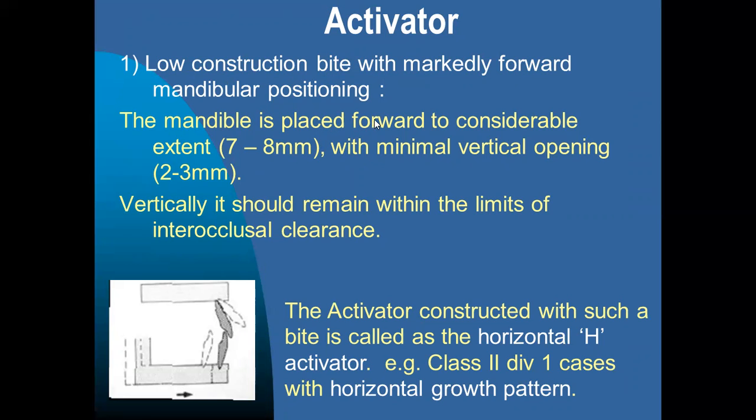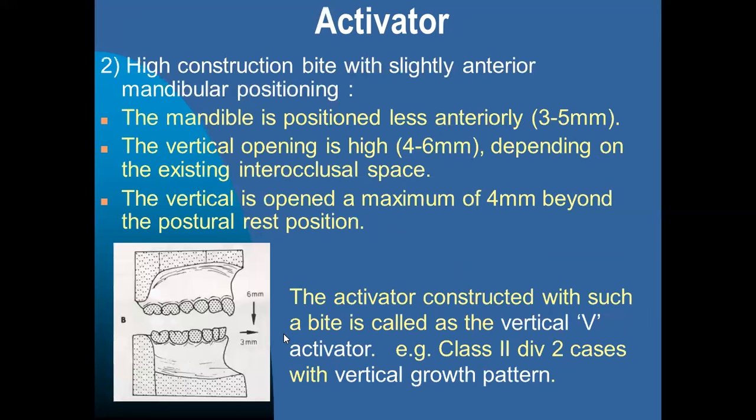Basically, the mandible is placed forward to a considerable extent, that is around 7 to 8 millimeter, with a minimal vertical opening that is around 2 to 3 millimeter. So this type of activator is called a horizontal or edge activator. There is more of advancement and less of a vertical opening. And this type of bite is usually taken in a class 2 division 1 malocclusion with a horizontal growth pattern.